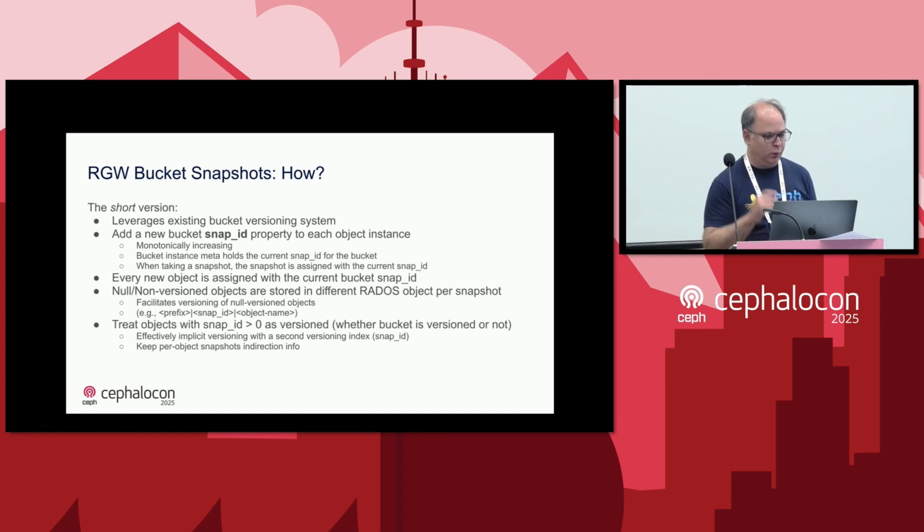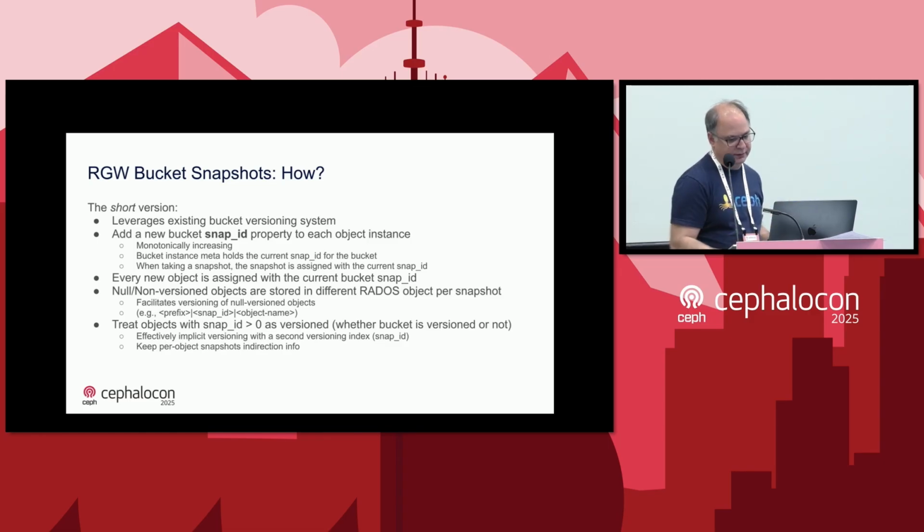So once snapshots have been enabled on the bucket, we treat the buckets internally as if they're versioned. So we look at all the versioning mechanisms that exist, and leverage them basically to show different instances of objects, even though they're not necessarily versioned objects. Internally they're versioned, but exposed as non-versioned.